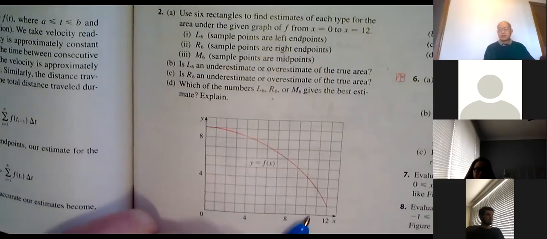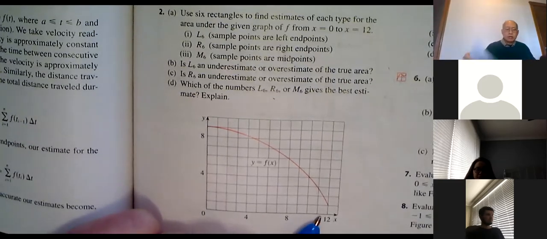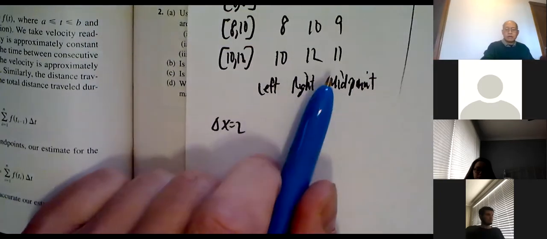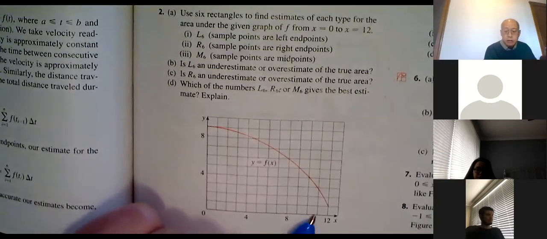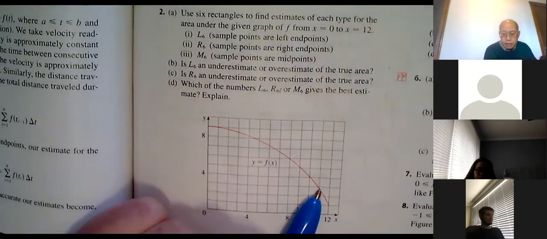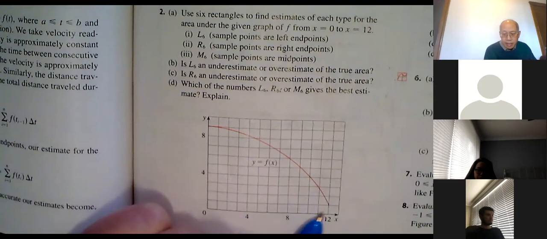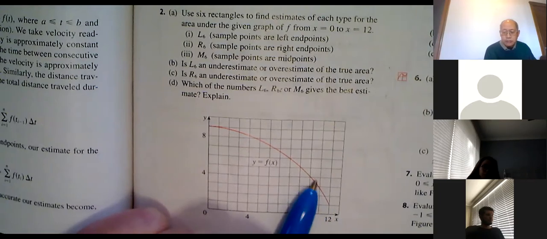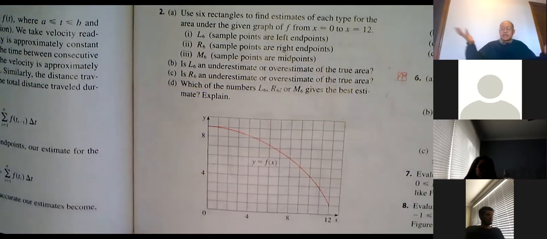Let me show you the last one. Between 10 and 12, what's the midpoint between 10 and 12? 11. So the height would be like so. I would draw this rectangle. So you can see I gained an extra piece here, but I lost all of this here. Okay. Does it exactly cancel out? Probably not, but that's the best we can do.